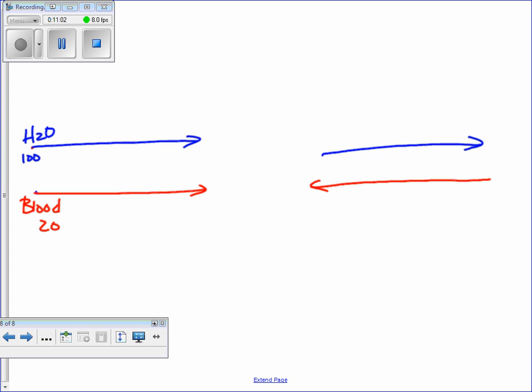All right? So at this point, we've got a gradient of 100 versus 20. Which way does the oxygen want to move? To the blood. Wants to move to the blood. Is that a problem? I'm not sure. Do we want oxygen going into the fish's blood? Yeah. I would hope so. Okay. We certainly don't want it going the other way.